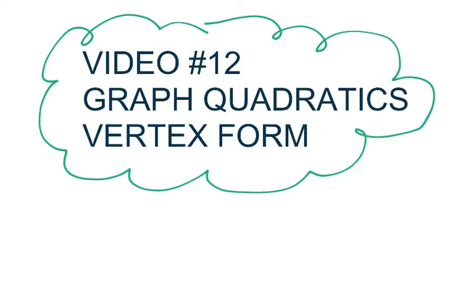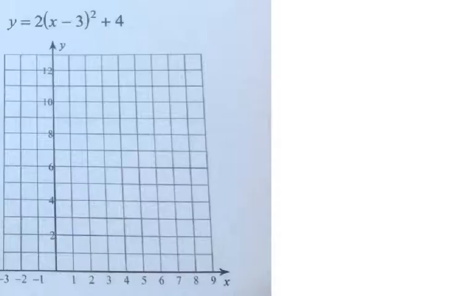Okay everybody, this video is number 12 on graphing quadratics. This time we're going to do vertex form. Okay, so what we look at over here, guys, follow the gold, is what we typically call vertex form. And the reason why is if you look inside the equation, you actually see the vertex. Okay, but we'll get to that here in a moment.